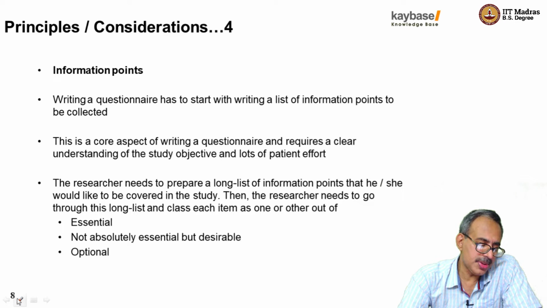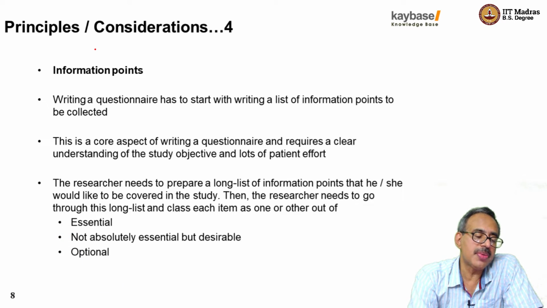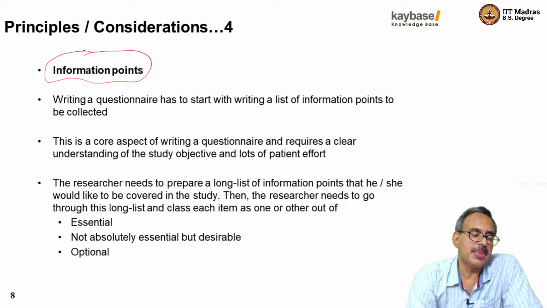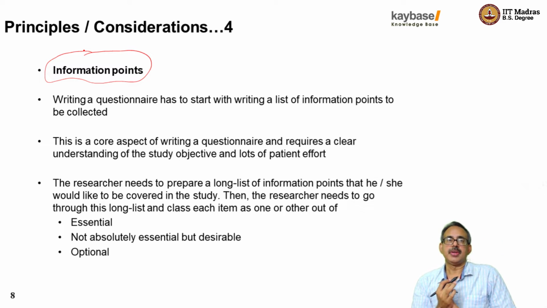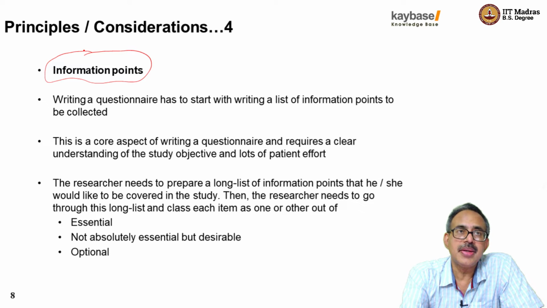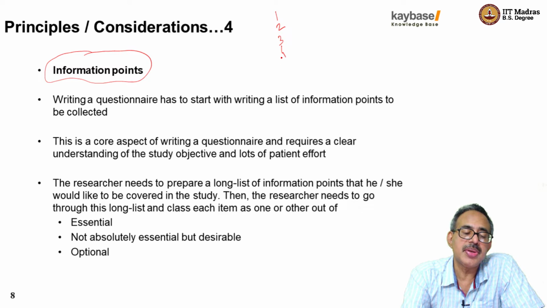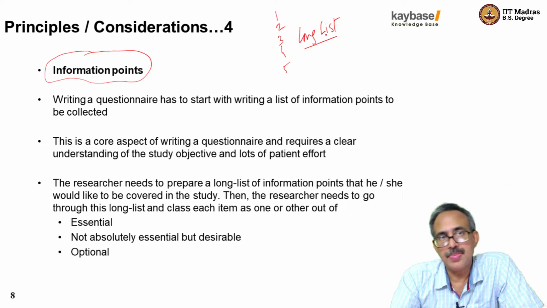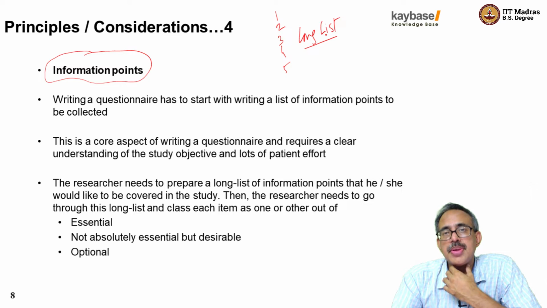So the next consideration in writing questionnaire design is what is the information we're trying to collect. Just by itself it is evident, right? A questionnaire should cover all the information which we want from the study. So we have to start by saying, I want to collect this and this and this and this and this. We have to prepare a long list, right? Now, this is a crucial task. This is sometimes a difficult task, but there are ways to make it easier.